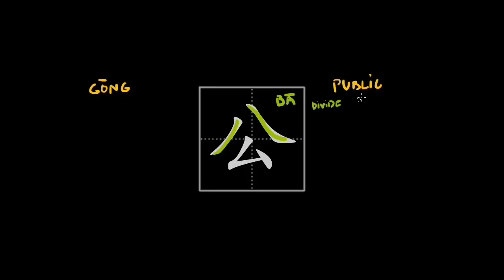And originally it was written something like this. So basically you can see, or sort of imagine, that it is an image of a division of something into two pieces. And the bottom element is this one over here, which is pronounced si, and it means private.